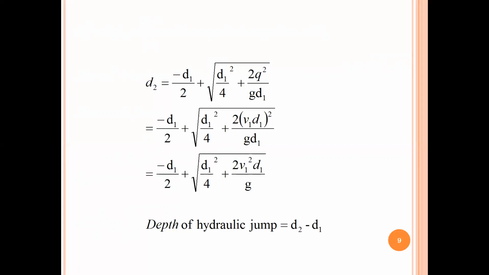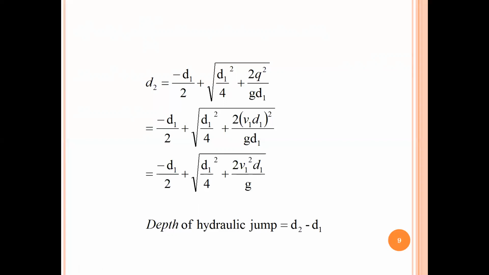I can write q, as I told you earlier, as q is equal to v1 d1 is equal to v2 d2. Since all my right hand side is in terms of section 1, I'll write it in terms of section 1. So I'm substituting q by v1 d1. For your problem's sake my expression ends here, but if your velocity is given, I can use this equation: minus d1 by 2 plus your entire thing. Finally, the depth of hydraulic jump is given by the difference d2 minus d1.